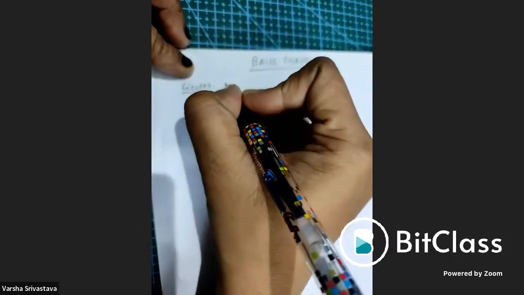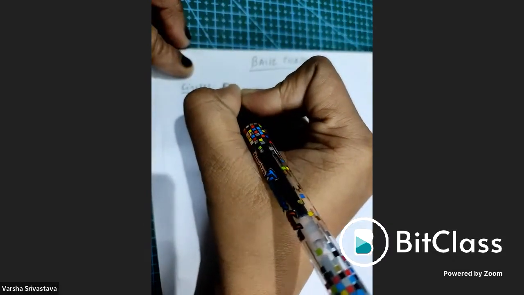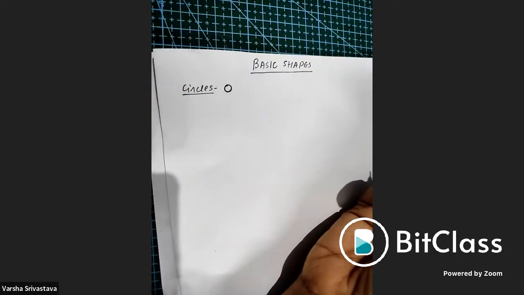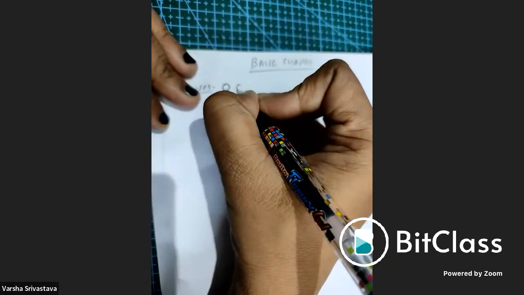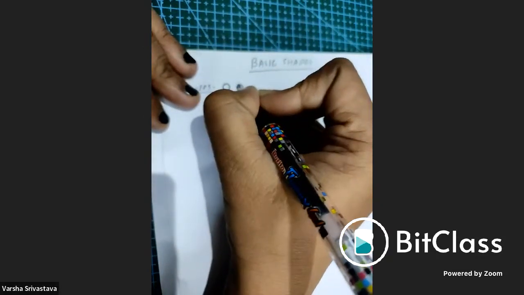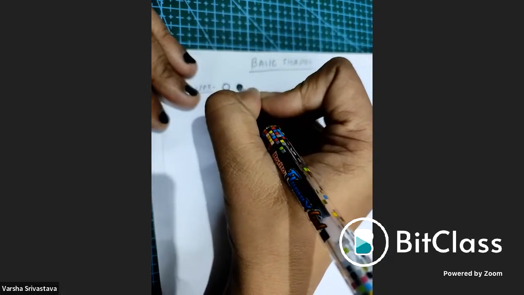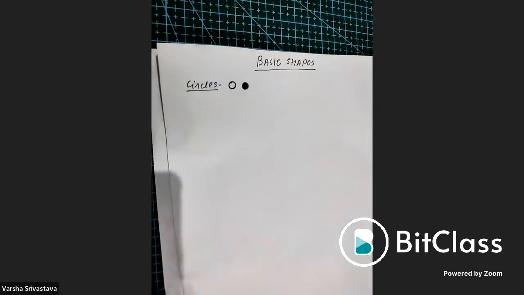terms as well. So I'm making the circle and I have not filled the color inside. So this circle is a hollow circle. So you can make an arrow and write hollow. Then I'm making a circle and I'm going to fill the color inside, and this is a solid circle. So first circle is the hollow circle, second circle is the solid circle.